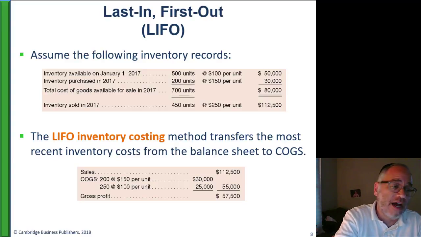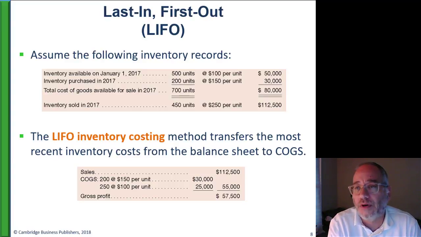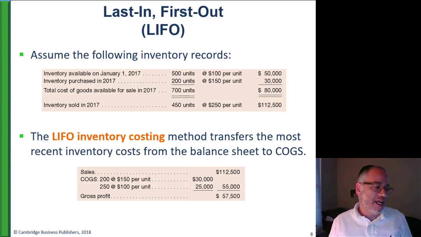LIFO, last in, first out. The way last in, first out works, and it's purely an accounting fiction, and the truth is, between you and me, it's an American accounting fiction, because no other country would allow LIFO.